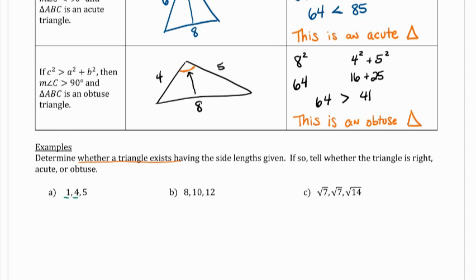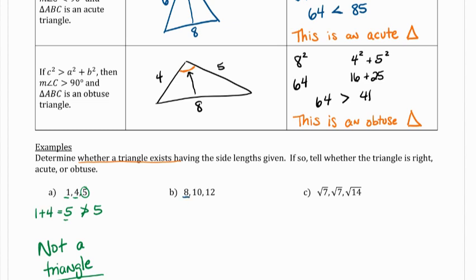Okay, so I'm going to start with this one here. So my two smaller sides are the 1 and the 4. So if I do 1 plus 4, that's 5. And then I want to compare that 5 to my bigger side here. Well, this sum here needs to be bigger than 5, but it's not, right? So that means that this is not a triangle. I don't even have to test, is it right, obtuse, or acute, because it's not a triangle at all. Okay, let's try our next one here.